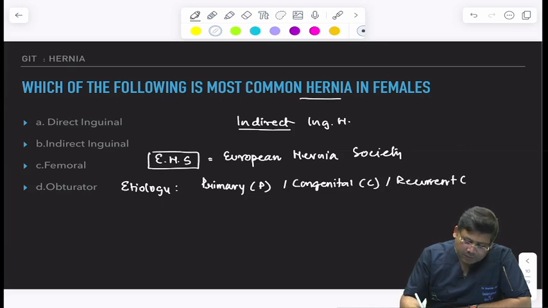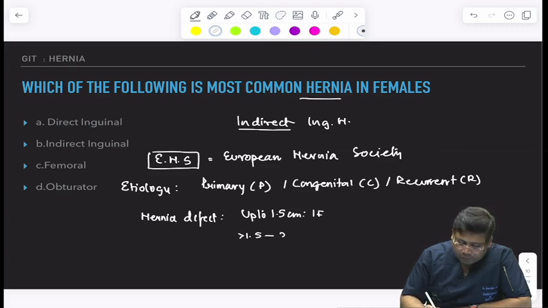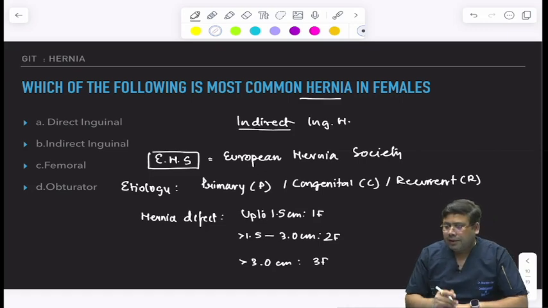So this is the simple R. Then we have hernia defect. When we talk about hernia defect, what are the things that we have? Up to 1.5 centimeter you will say 1F. More than 1.5 up to 3 centimeter you will write 2F, and more than 3 centimeter you will write 3F. This is what is very important.